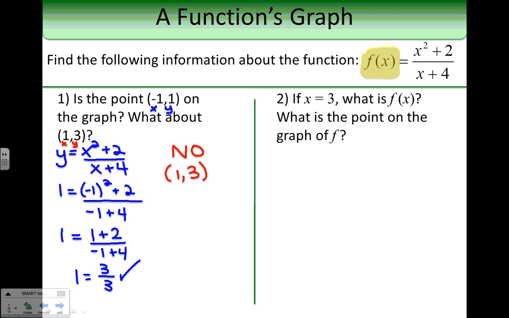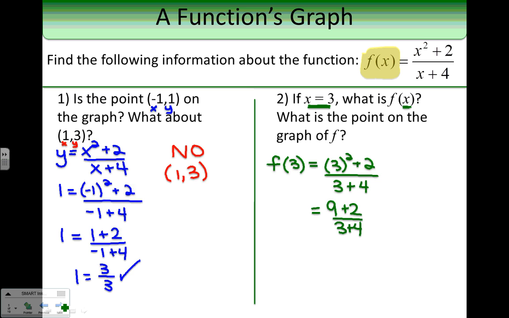Okay, so remember, x, that's our input. So really what we're finding is f of 3. We want to figure out, if we have an input of 3 for our x value, what is our output going to be? So 3 squared plus 2 over 3 plus 4, which is 9 plus 2 over 3 plus 4.